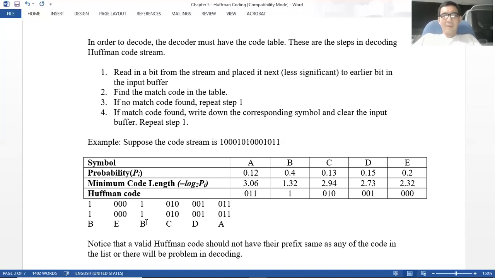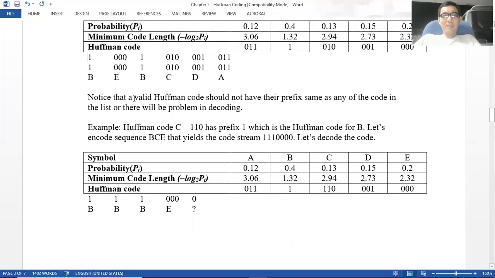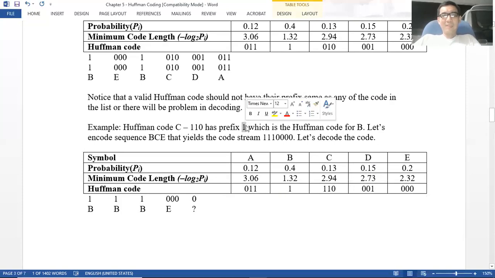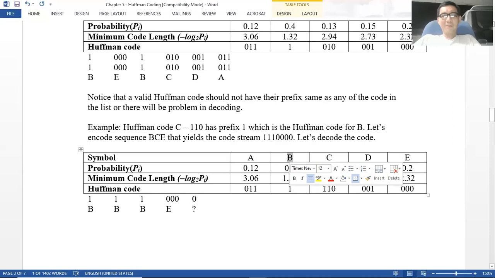Note that a valid code set should not have any code as a prefix of another. What is a prefix? A prefix means the bits in front; not the entire code, but the first few bits. For example, if you look at code C, 110, this has a problem, because the prefix 1 is the same as the code for B. This creates confusion: when you encounter 1, you have no idea whether it represents B or is the prefix for C.